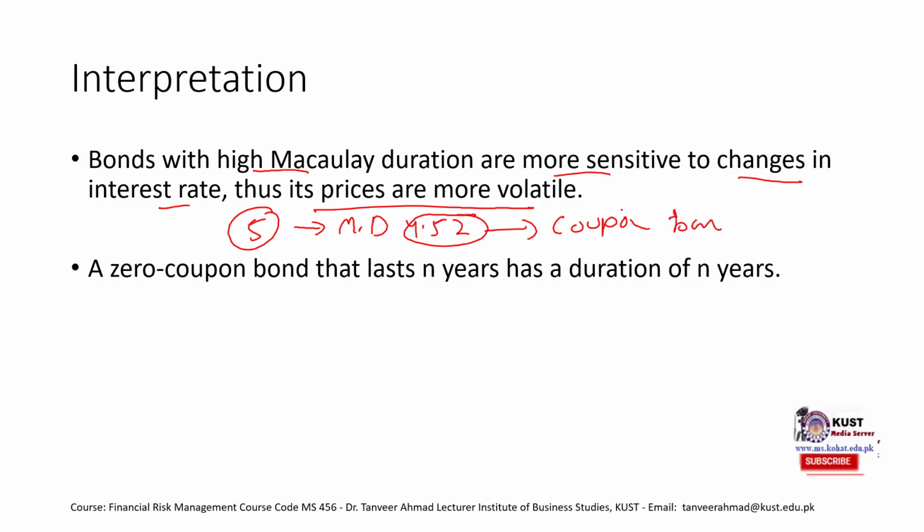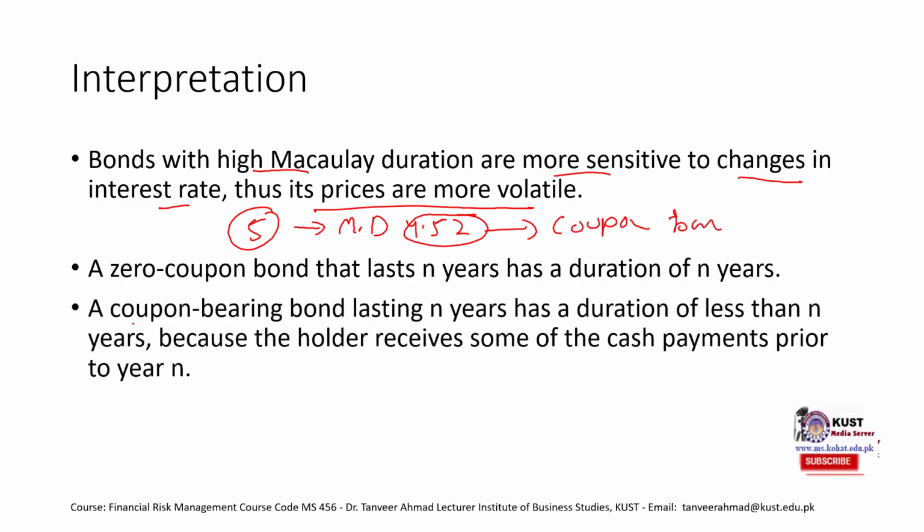And this is what this sentence says: a coupon bond, remember, a coupon bond is the bond that pays us a coupon, lasting n number of years. So in this case it lasts 5 years, maturity is in 5 years, and it has a duration of less than n years. So its Macaulay duration is 4.52, which is less than 5. So whenever we have a coupon bond, the duration will be less than the maturity of the bond.